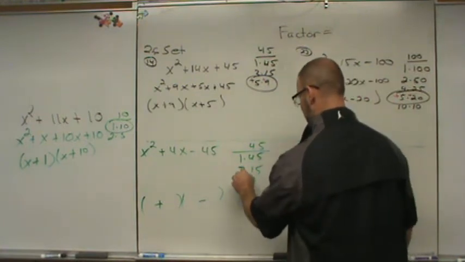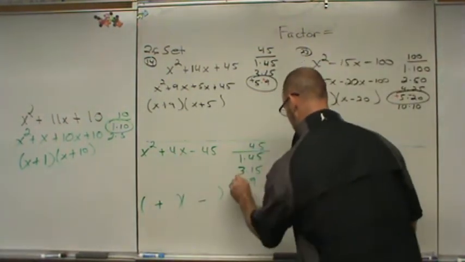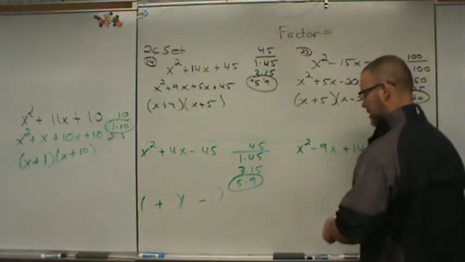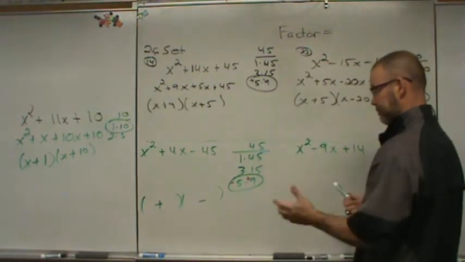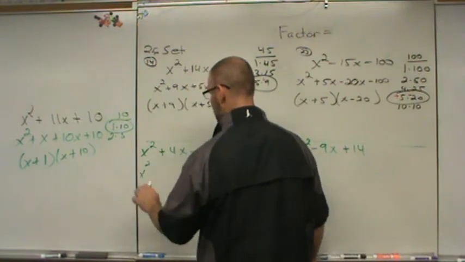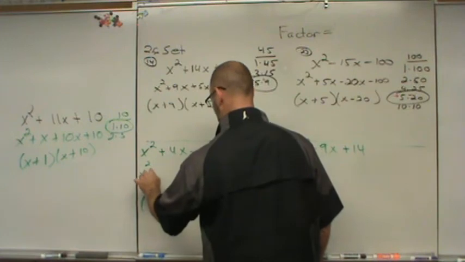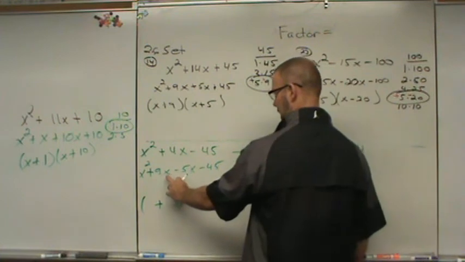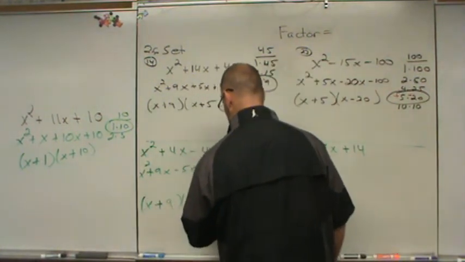Saves me some time. Which of these factors add to give me positive 4? Gee, 5 and 9. What number's positive? What number's negative? Plus 9, minus 5. Now I know how to write the problem in expanded form. Well, gee, what do I need to do? Trust me, you need to write it in expanded form. You'll find out why later. So plus 9x minus 5x minus 45. Again, I could flip these as long as I keep the sign where it's supposed to go. So x plus 9, x minus 5. I'm done.